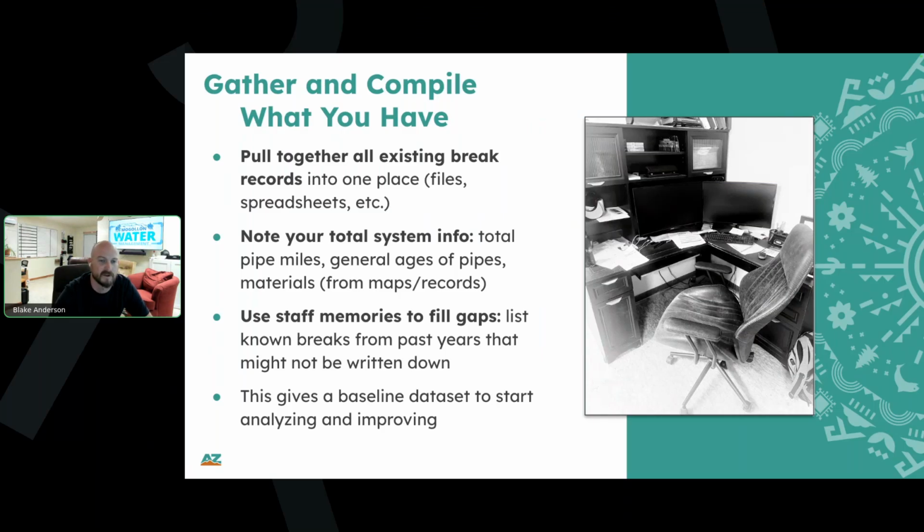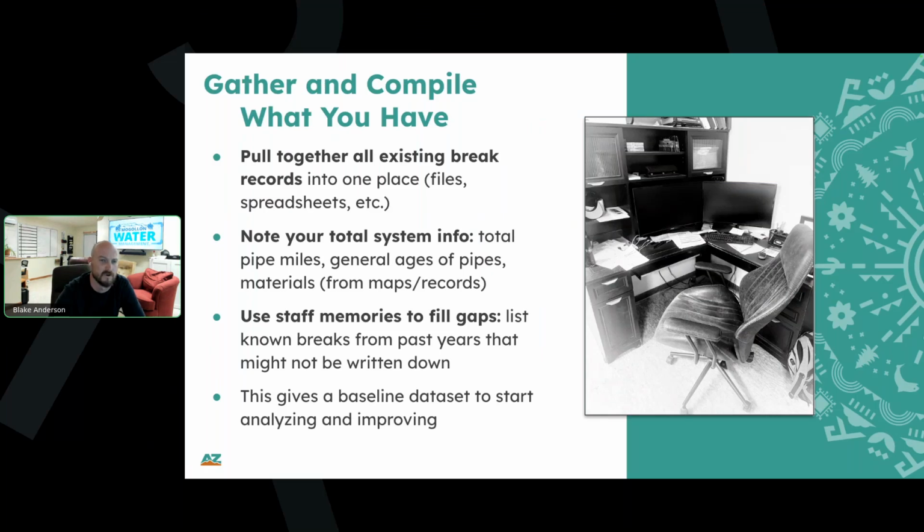Also, if you don't already have it, gather your basic system stats. So how many miles of pipe do we have in service? If you have just paper maps and you're not using a GIS system, that can be a little bit more cumbersome, but there's a lot of software that makes that a lot easier for you. Also, you're going to want to know what pipe materials are on each section and roughly how old they are.